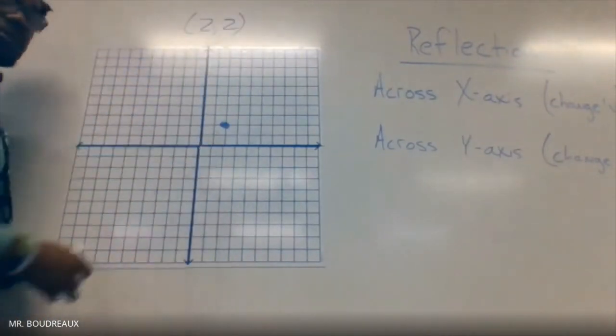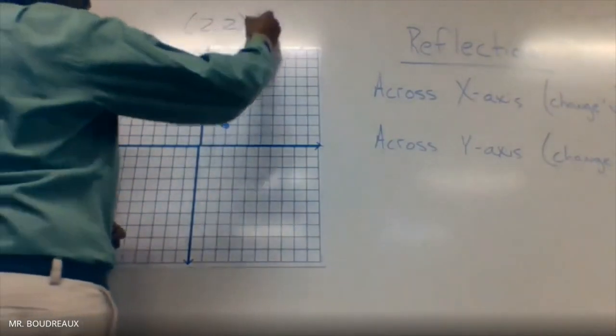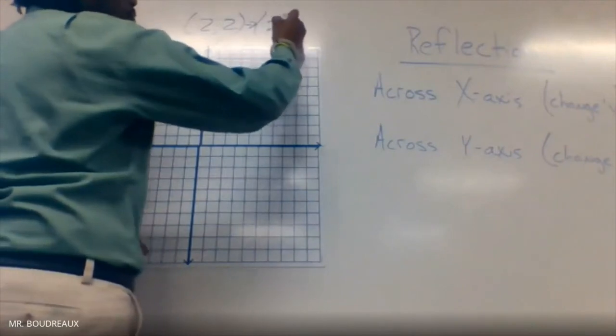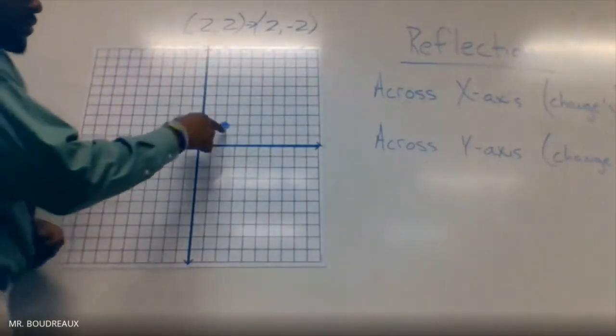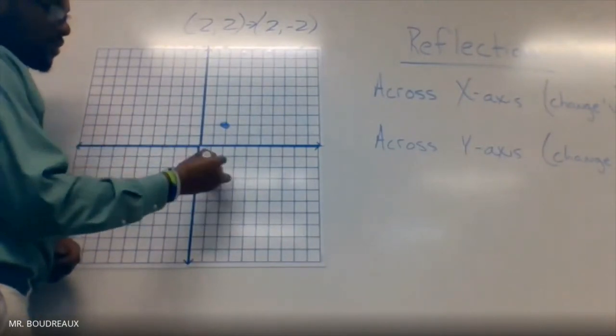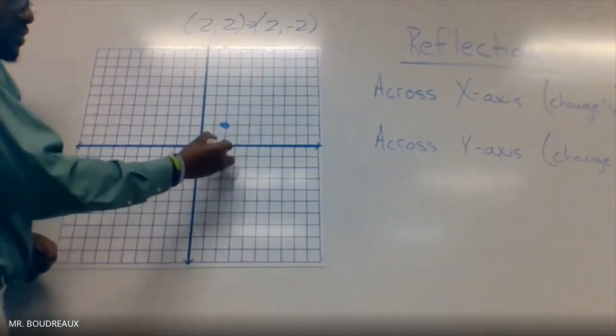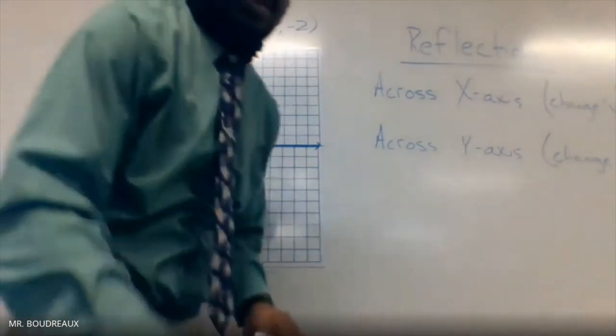All right, so I'm going to reflect it across the x-axis. That means my y has to be negative. So now I'm going to have 2, -2. Okay, 2, -2. And if we go the opposite way here, 1, 2, and do the opposite right here, 1, 2, that point for sure is 2, -2. So it works for the x-axis.